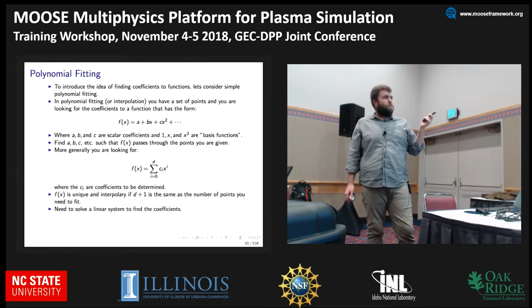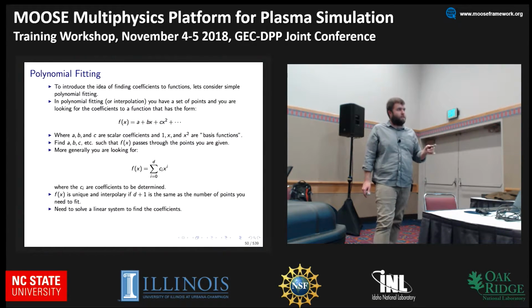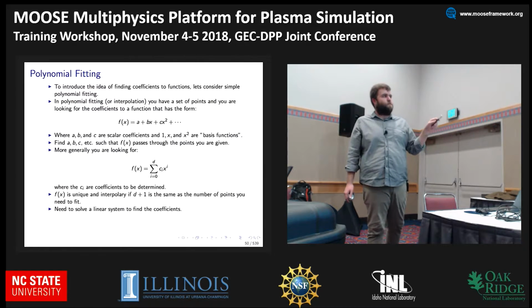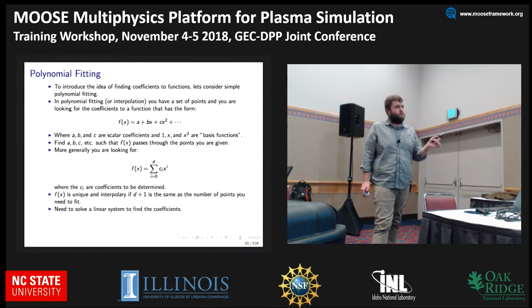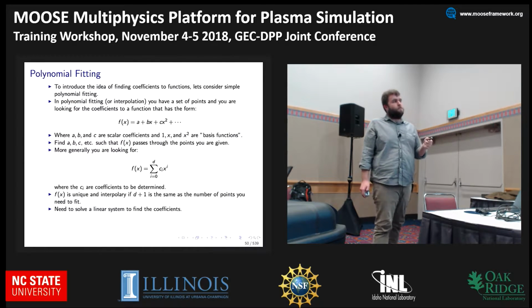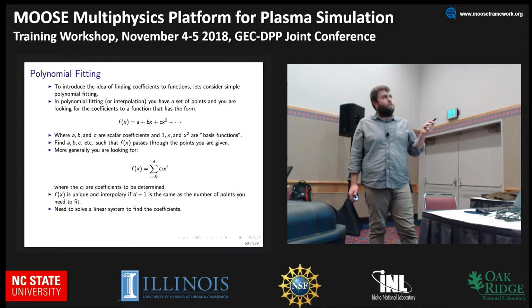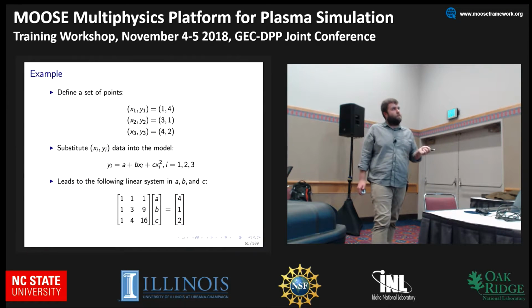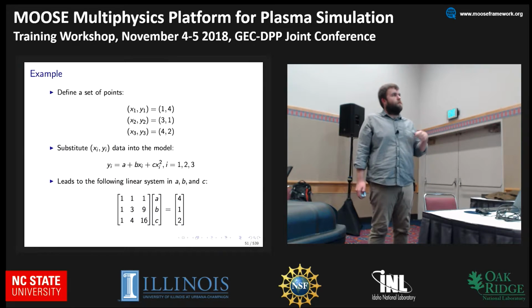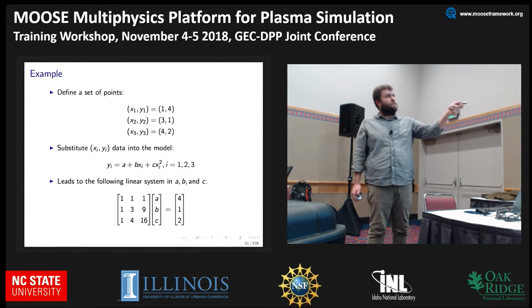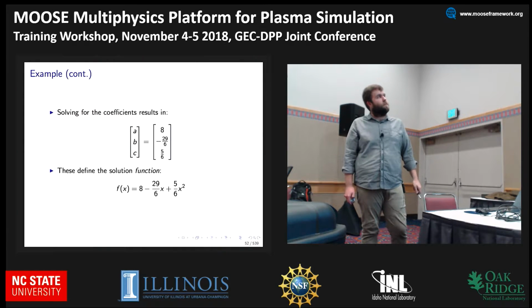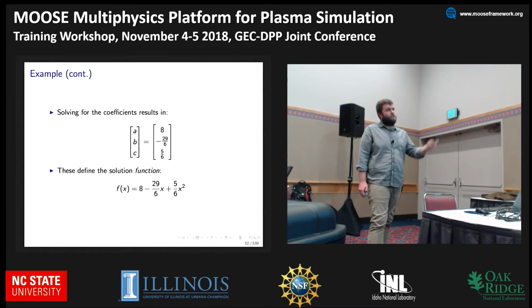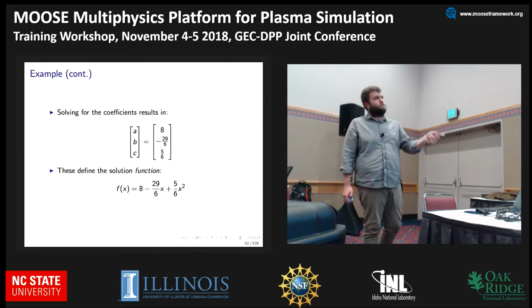So f(x) is considered unique and interpolary if d plus 1 is the same as the number of points you need to fit. And all we're doing in MOOSE is we need to solve a linear system, or what we're doing in this case is solve a linear system to find the coefficients. We have a set of points, (1, 4), (3, 1), and (4, 2). Substitute that data into a linear system, and then we can solve for a, b, and c. And so we have these coefficients, and now we have our final solution function.